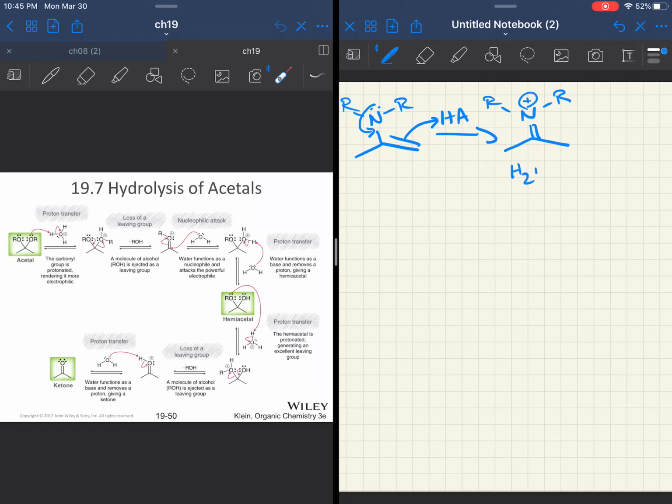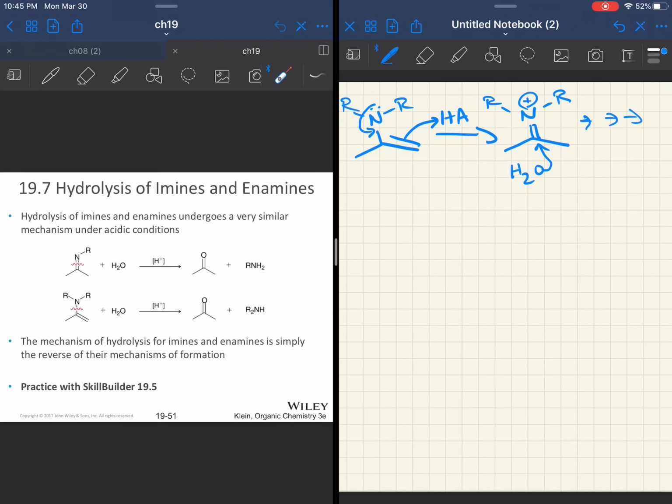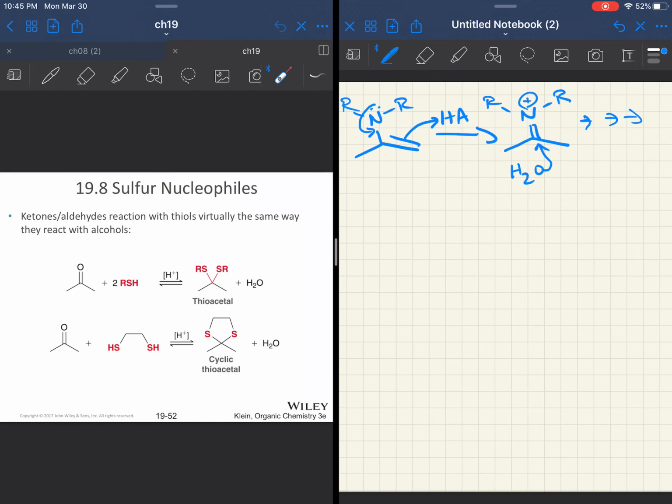Now, the purpose for this is so that you have a good electrophilic site and the water can attack. I recommend you finish that one on your own for practice. If you look through the slides, you see your imine hydrolysis, your enamine hydrolysis, and the mechanism is explained as well. All right, that is the hydrolysis. We are going to continue this lecture and go into 19.8 and talk about sulfur nucleophiles.